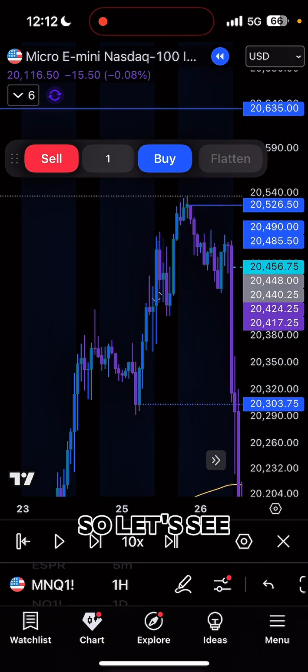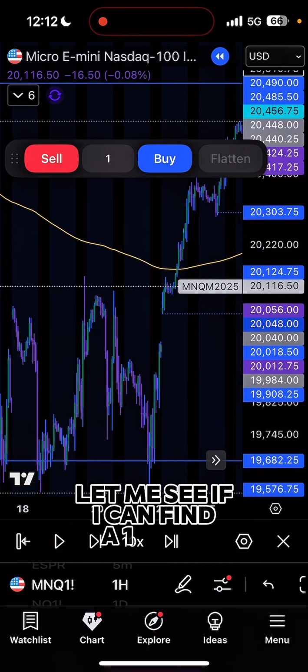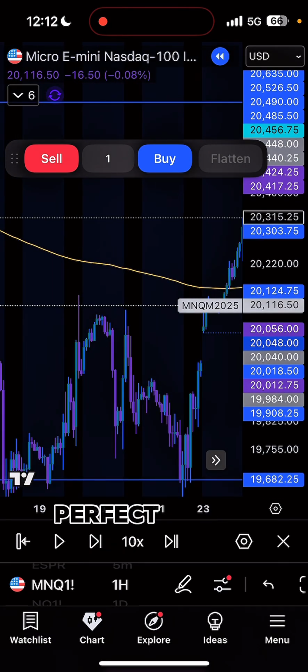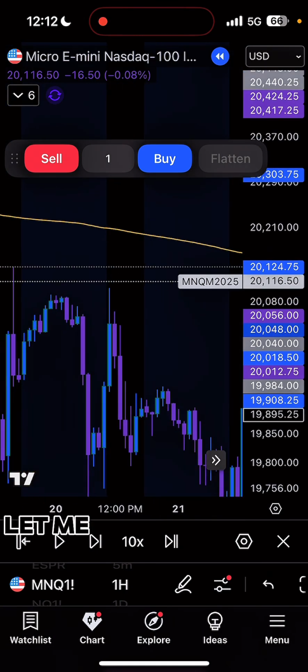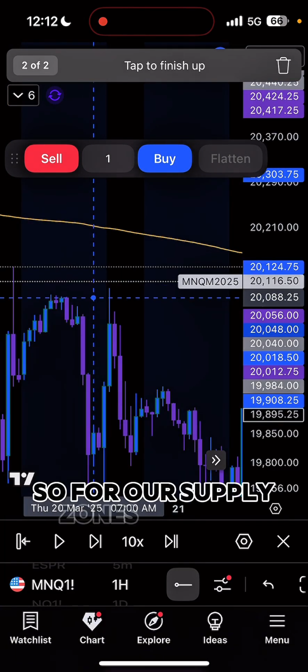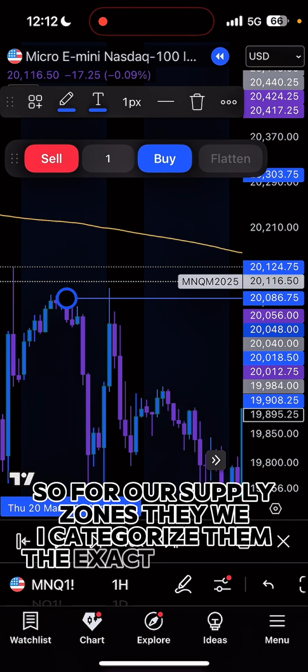So let's see. Let me see if I can find a 1 hour supply example for y'all. Perfect. One is right here. Let me mark this down. So for our supply zones, I categorize them the exact same way.